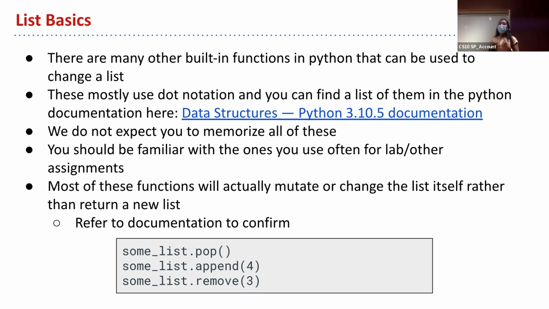And even to this day, when I'm writing code in Python, if I'm using one of these functions, I always just Google it really fast and see, does dot pop mutate the list? Does dot pop change the list, or does it return a new list? Because that can lead to a lot of bugs if you're not aware of that.